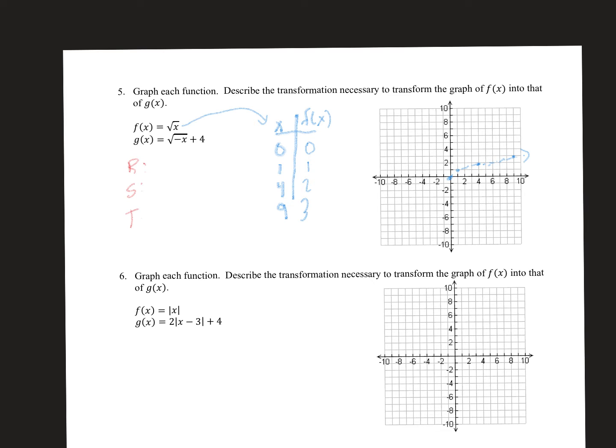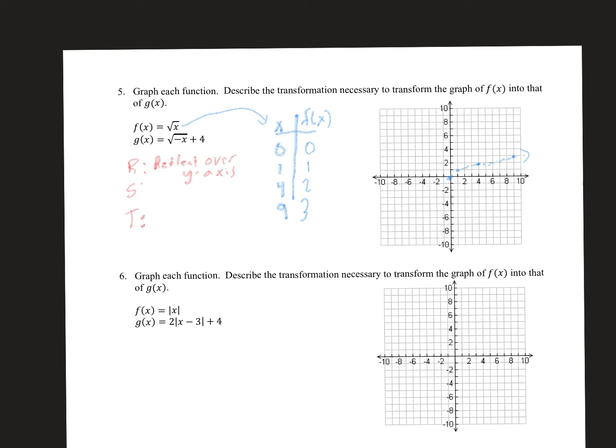So reflections. It has to deal with negatives. If there's a negative out in front of the square root, that's a reflection over the x-axis. If there's a negative next to the x, that's a reflection over the y-axis. So reflect over y-axis. And then, because there's a negative in that g of x function, there's a negative in front of the x.